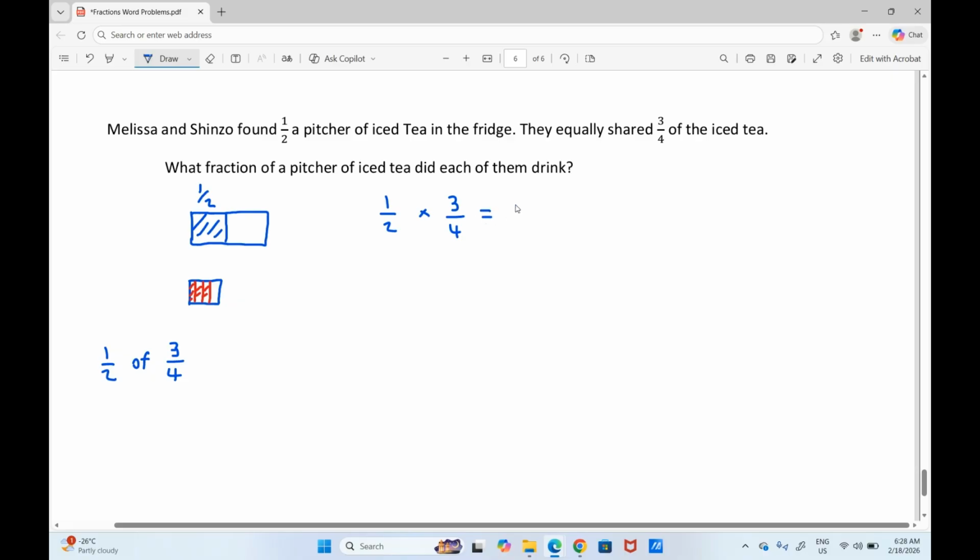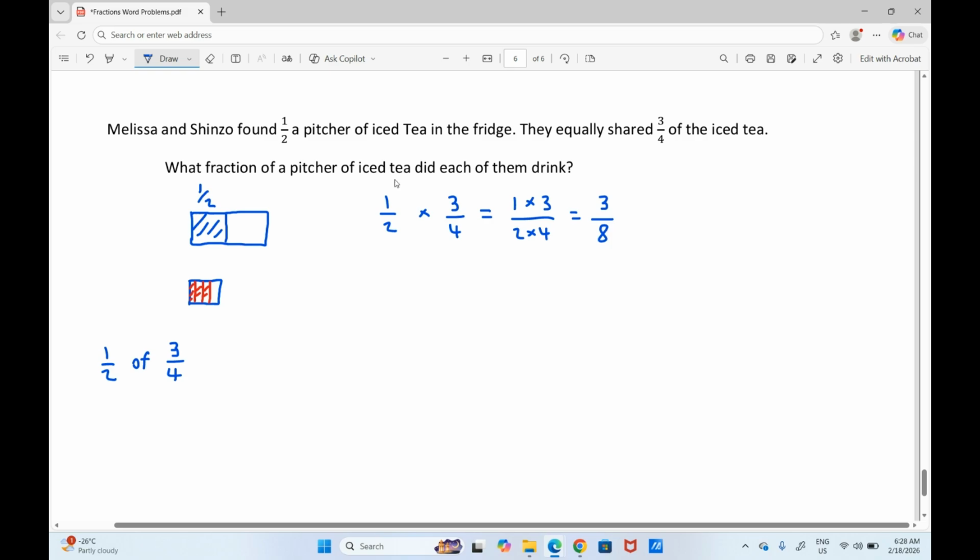Okay, so let's compute this. 1 times 3 on the top, 2 times 4 on the bottom. 1 times 3 is 3, 2 times 4 is 8. So I got 3/8 here. So if they took a half a pitcher of iced tea and they split it into 3/4 of that, they would get 3/8. And this would make sense because 1/8 plus 1/8 plus 1/8 plus 1/8 is 4/8, which is actually a half. Okay, so that's how you can check your work. So right now, you know that 3/4 of a half is 3/8.